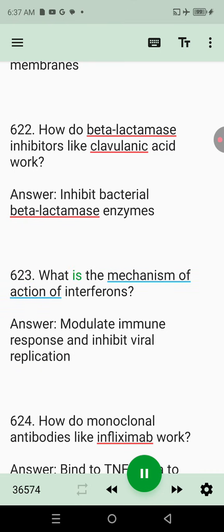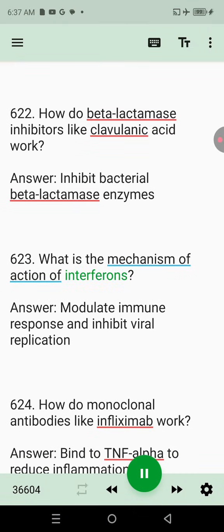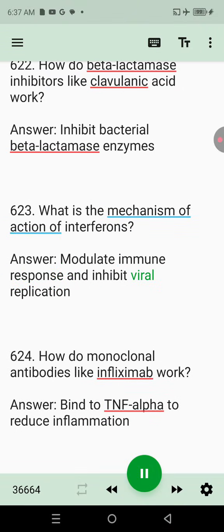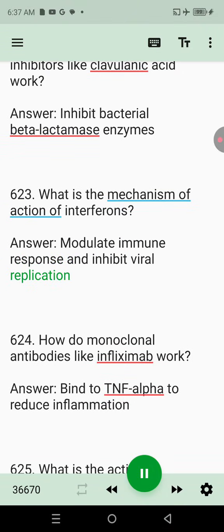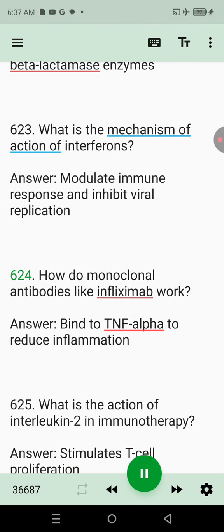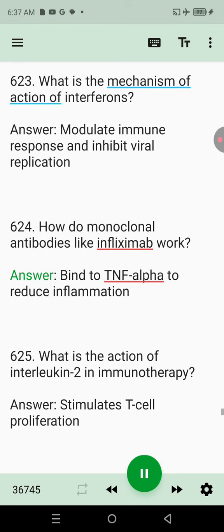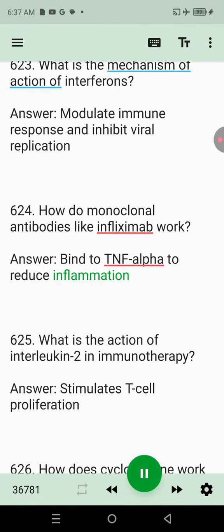623. What is the mechanism of action of interferons? Answer. Modulate immune response and inhibit viral replication. 624. How do monoclonal antibodies like infliximab work? Answer. Bind to TNF-alpha to reduce inflammation.